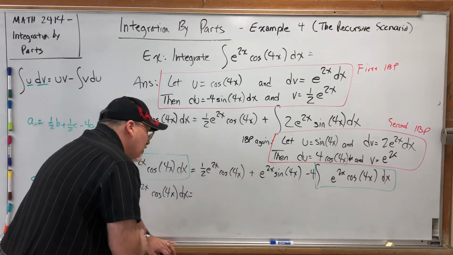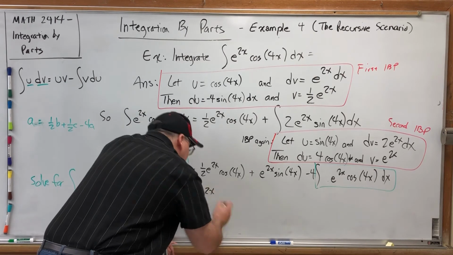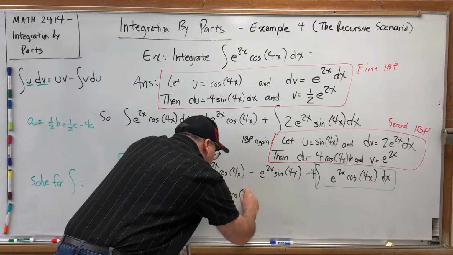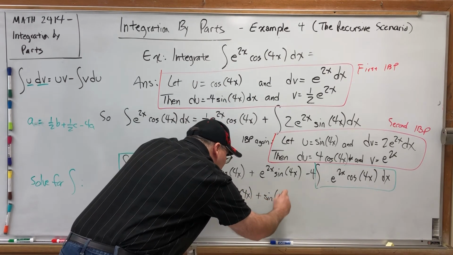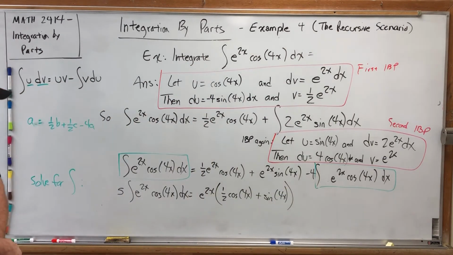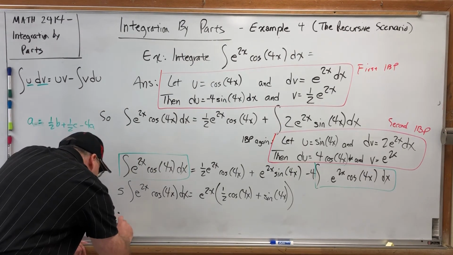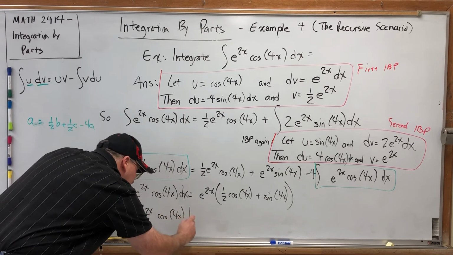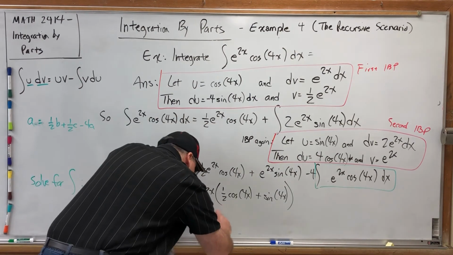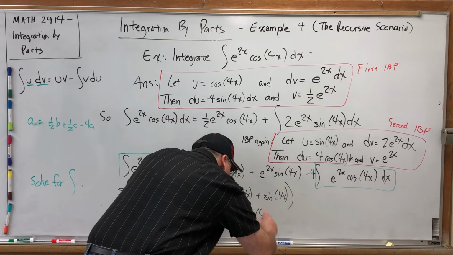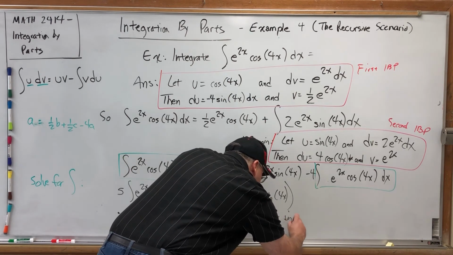And I think I'm going to go ahead and factor out an e to the 2x here, because I can. I'll get e to the 2x times 1/2 cosine of 4x plus sine of 4x. And now to solve for the integral, I just have to multiply both sides by 1/5. Therefore, the integral of e to the 2x cosine of 4x dx is equal to 1/5 e to the 2x times 1/2 cosine of 4x plus sine of 4x.